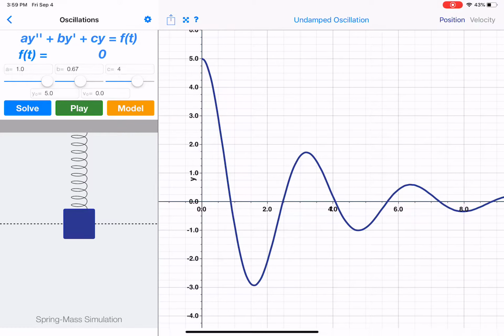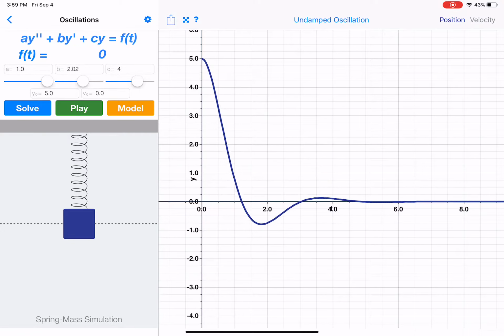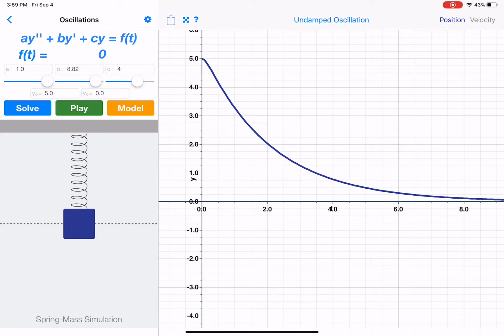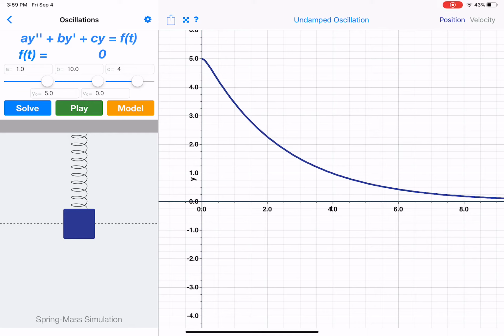But if I move the friction above 4, it goes from being critically damped to overdamped, and that means it's going to approach the equilibrium much more slowly. And those are the examples of the 3 types of oscillations with damping.